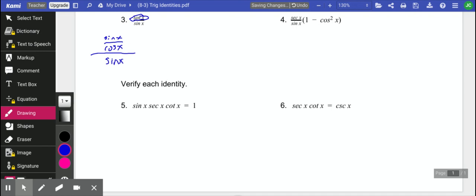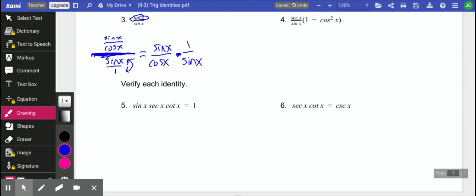Okay, so on the top, we have a fraction and then divided by sine x. So we can think of this as a fraction divided by a fraction. And the way we divide fractions is we multiply by the reciprocal. So to divide these fractions, we're going to take that first fraction, sine x over cosine x, and instead of dividing, we're going to multiply by the reciprocal of this one. So 1 over sine x.